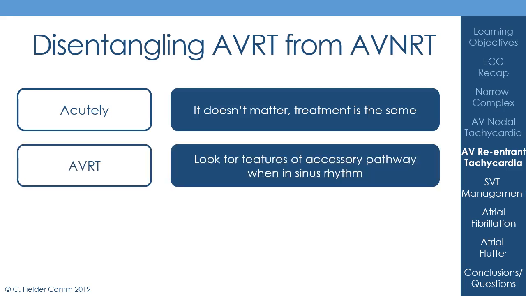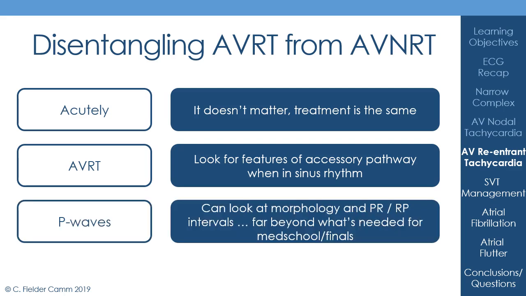Now for AVRT, you could look at features of the accessory pathway when in sinus rhythm. So you could look for that slightly broader QRS complex, for that delta upstroke, which won't be present in AVNRT, but might be present in AVRT. Now the caveat to that, as I've said, is not all accessory pathways conduct from the atria to the ventricles. You can have what are called concealed accessory pathways, and in that case you won't see these signs in sinus rhythm. But that's one of the things to do.